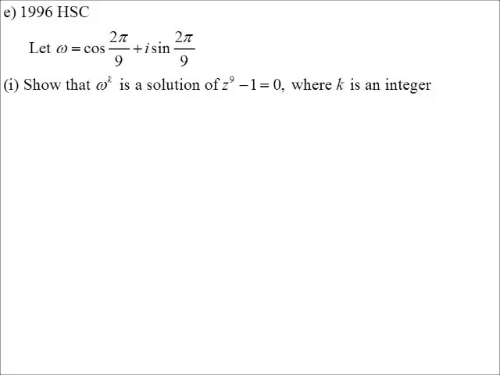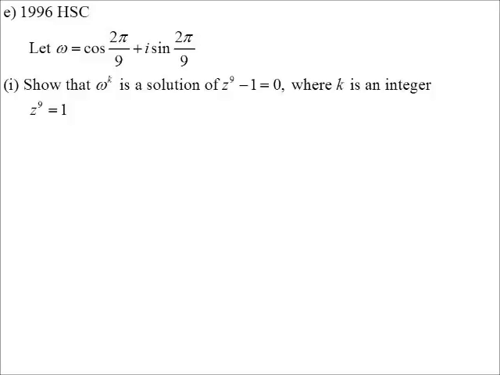So this time they're telling us which particular root omega is. It's the first one, it's 2 pi on 9 plus i sine 2 pi on 9. But it's another way of saying it, show that all the powers are a solution. Well, that's simply, rather than say, show that omega squared, cubed, 4, 5, 6, 7, 8, 9, they've simply said omega to the power of k, where k is an integer. That would always be a solution.